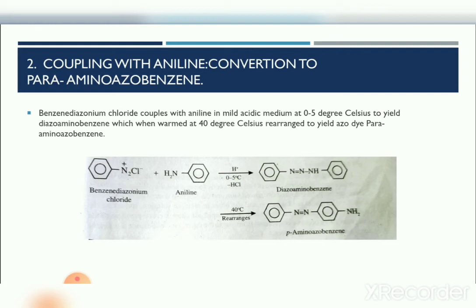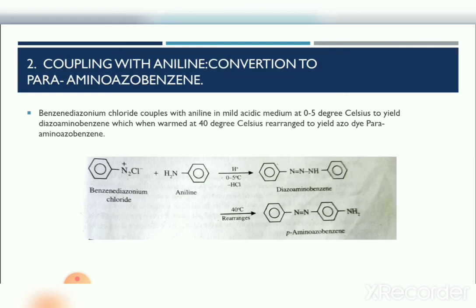Note that only after raising the temperature to 40 degrees Celsius does the diazoaminobenzene rearrange to form para-aminoazobenzene. It's important because we already stated that the coupling process always takes place in the para position with respect to the already existing group. So, in the case of coupling with aniline, diazoaminobenzene is the first product formed. Later, it rearranges at 40 degrees Celsius and only then forms para-aminoazobenzene. This is the final product. This reaction is also represented here. This is the coupling with aniline for the conversion to para-aminoazobenzene.